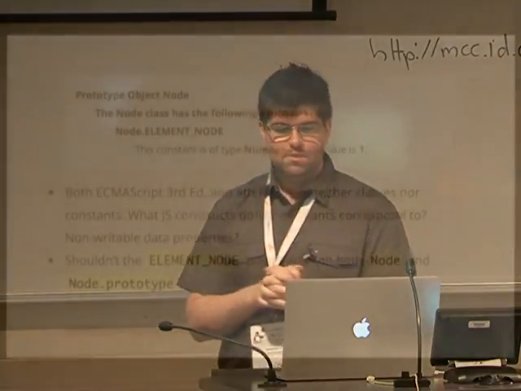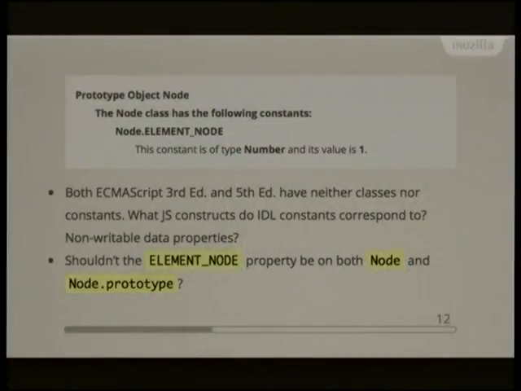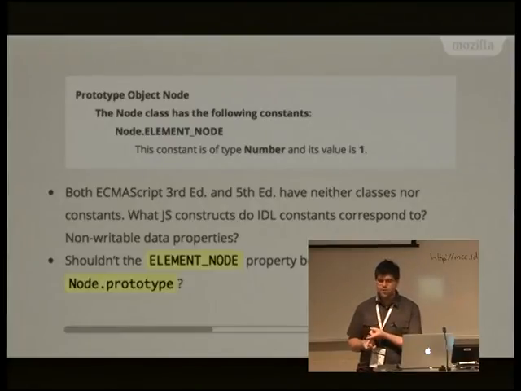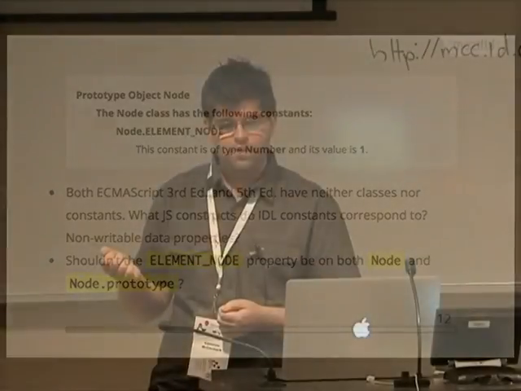So let's have a look at some snippets from the actual JavaScript binding appendix from the DOM specification. This is the old DOM1 specification. For a constant, it says this: the node class has the following constants, node.elementNode, and the constant is of type number and its value is 1. One problem that stood out to me is that JavaScript doesn't have classes and it doesn't have constants either, at least in the versions that are appropriate here. So it's really not being clear about what particular JavaScript constructs the IDL constants are meant to correspond to.